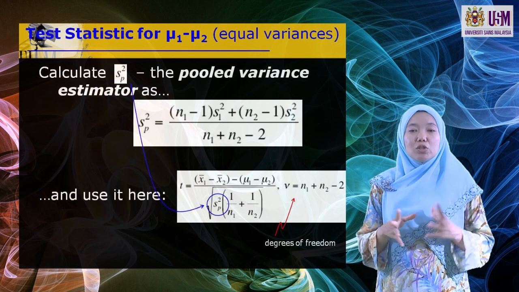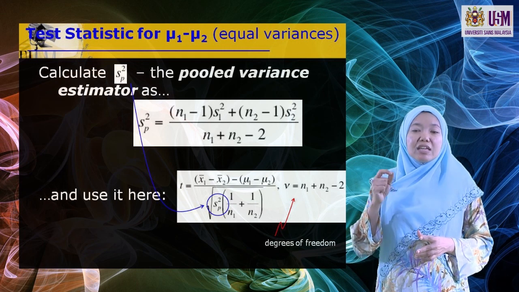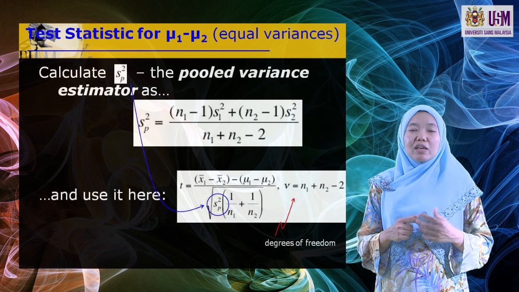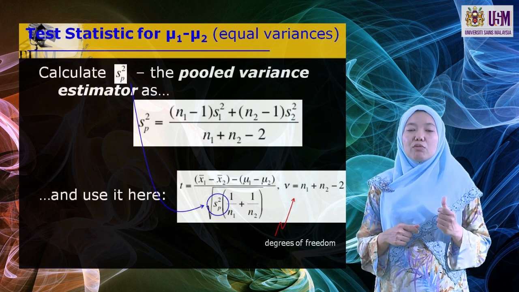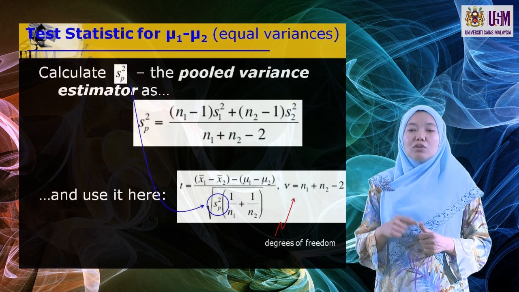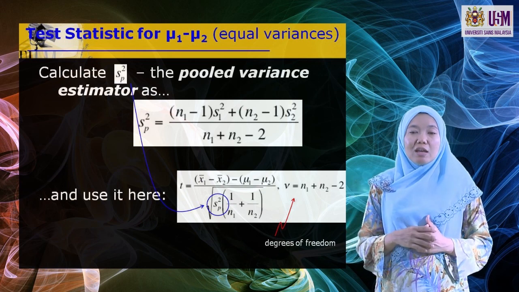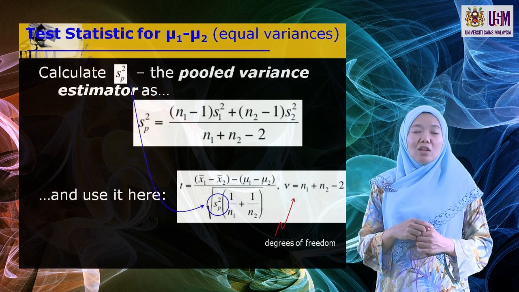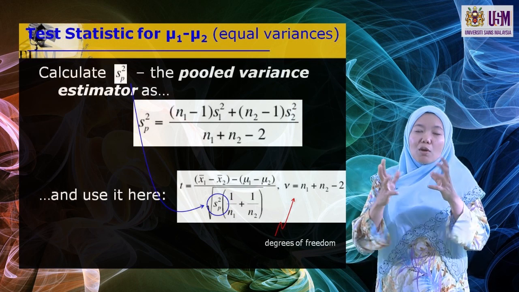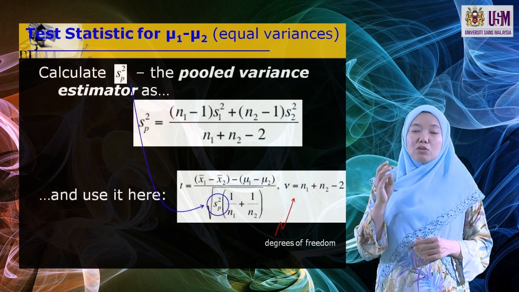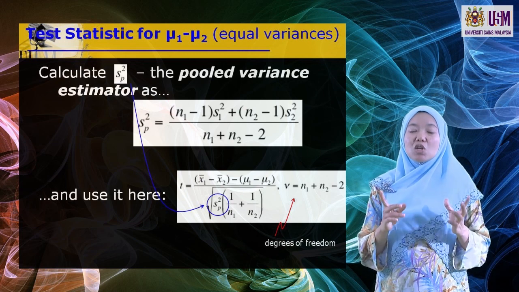Remember in part 2, when I introduced the student t distribution, we came across degrees of freedom. The same thing applies for the test statistic for mu 1 minus mu 2 in the case of equal variance. We are using the t statistic now, so you must have degrees of freedom. Degrees of freedom is usually n minus 1. But in this case, because we have two samples, we have n1 minus 1 and n2 minus 1. So you combine them, and what you have is n1 plus n2 minus 2. That is the degrees of freedom.